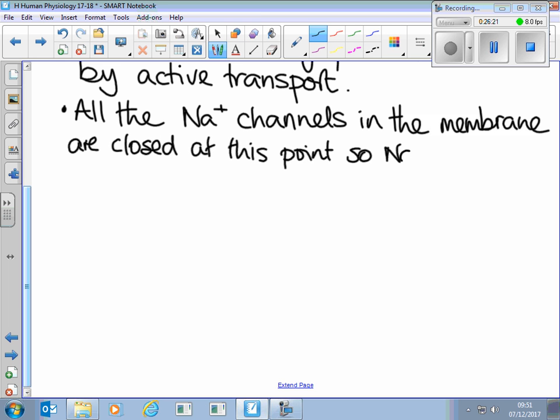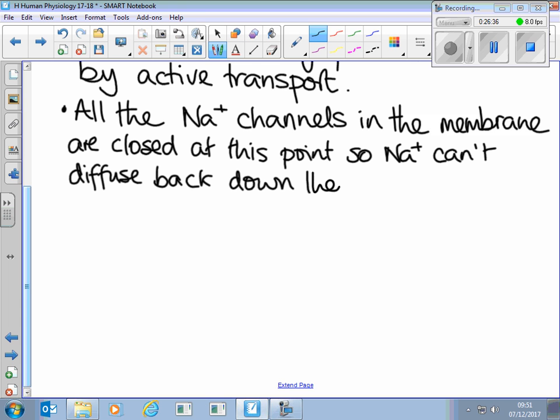So sodium ions can't diffuse back down their concentration gradient. I have to put that in because I realise I haven't mentioned it to start with. Alright, so they're left outside.